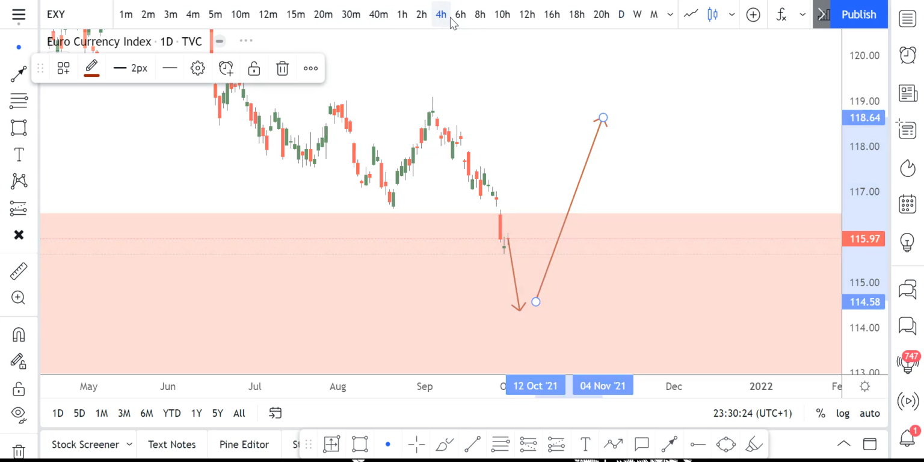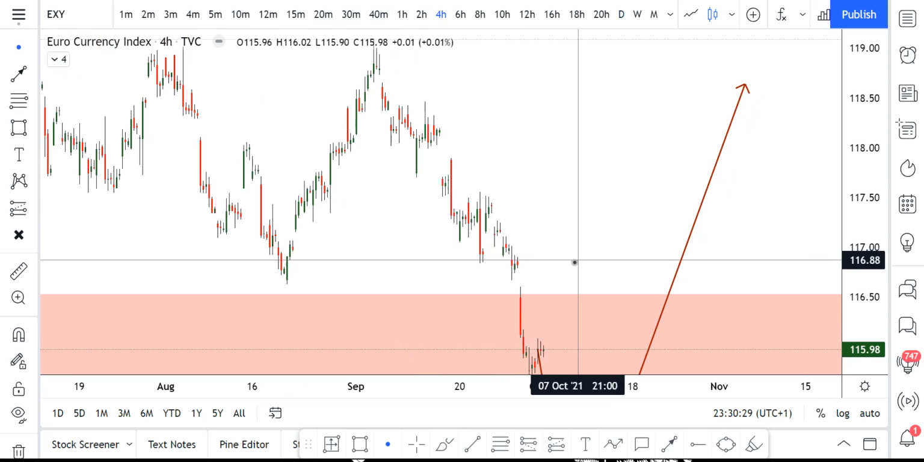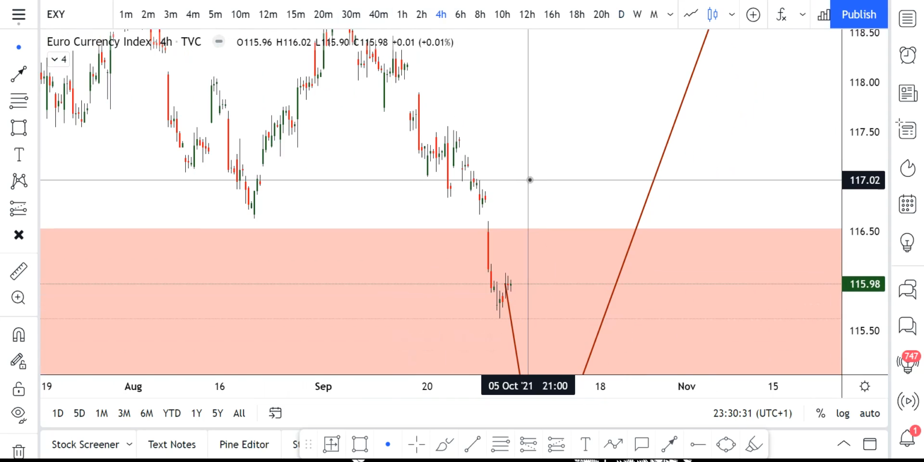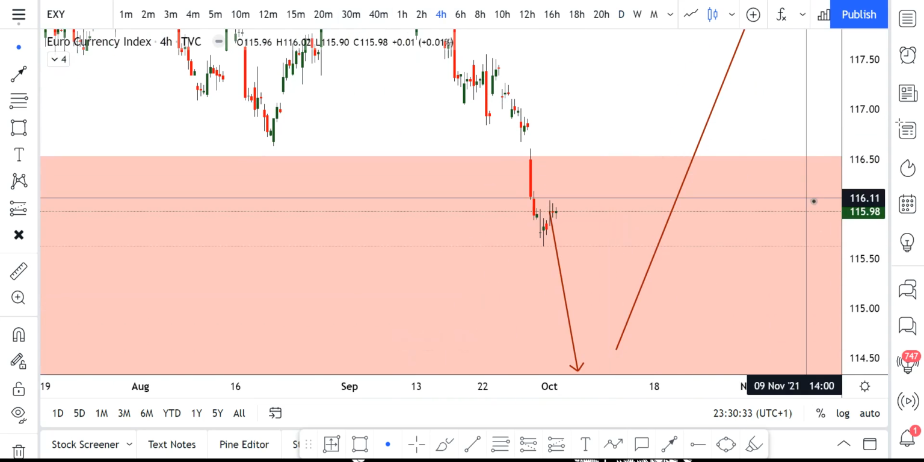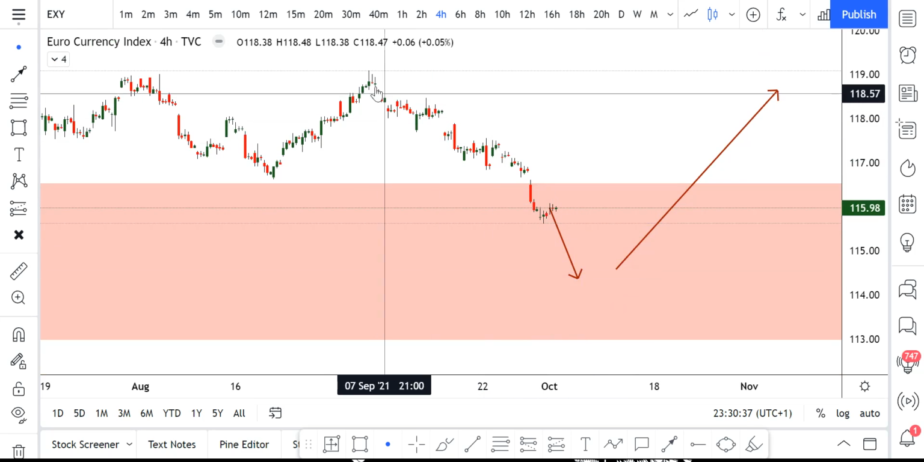Now if we go to the 4-hour time frame, what can we see? We can still see that price is strongly rejecting. So that is a good one to also make our analysis true. So we may see a little bit of retracement before moving to the upside to tap into this block.